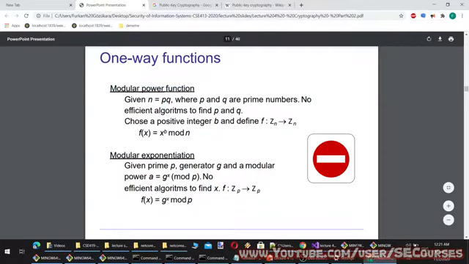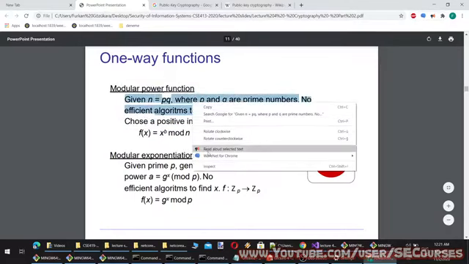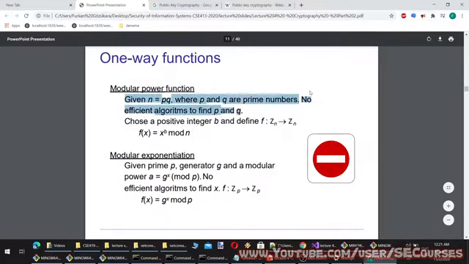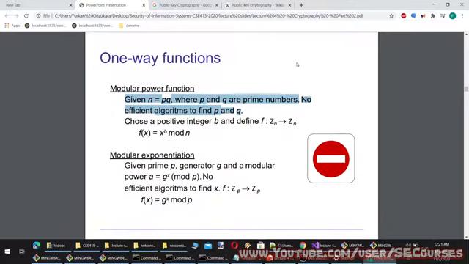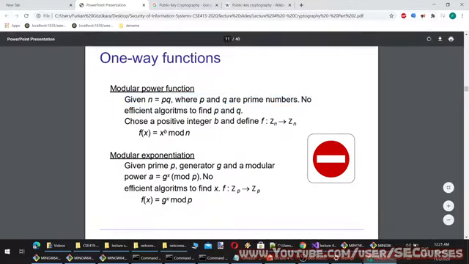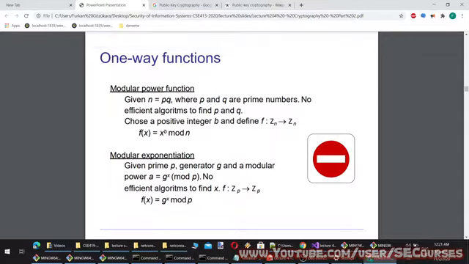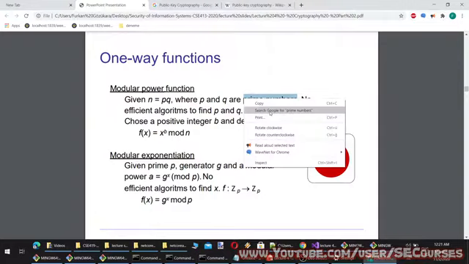There is a modular power function. Given n equals pq, where p and q are prime numbers, there are no efficient algorithms to find p and q. So you are getting a number n, which is actually the multiplication of two prime numbers. You know the prime numbers. Let's remember it if you are not remembering it.